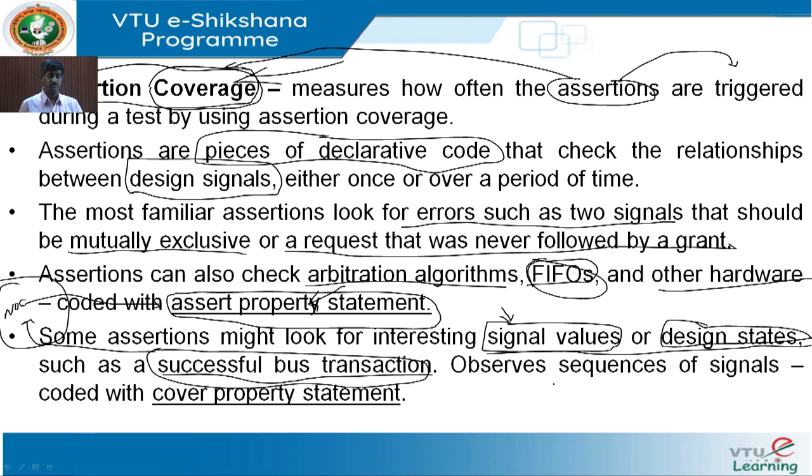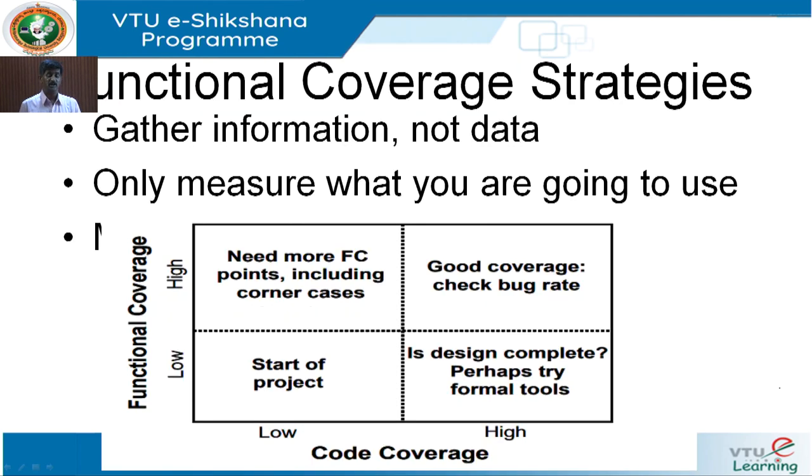Observe sequences of signals, which are coded with cover property statements. If I define 1.8 and 2.2 volts, then how your overall signal appearance will be covered is defined with respect to its property. This property under these signals may cover noise margin high and noise margin low. That is also one factor to be defined for these values. So we have n number of characteristics or property statements which can be covered to do these major assertional values.